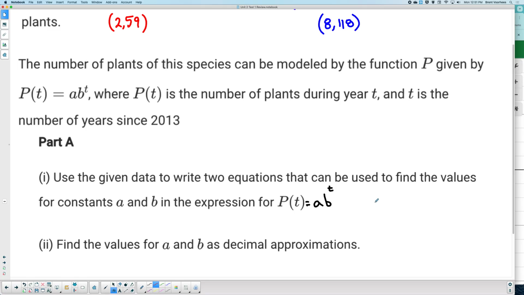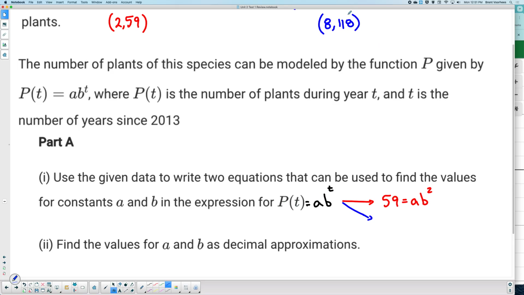Hey, stay with me, please. How do I write two equations? What do I do first? On this point, which one's the number of plants? P of t means plants. 59. So 59 would equal, we don't know a, we don't know b, but we do know t. How much time for 59 plants? 2. That's one equation.